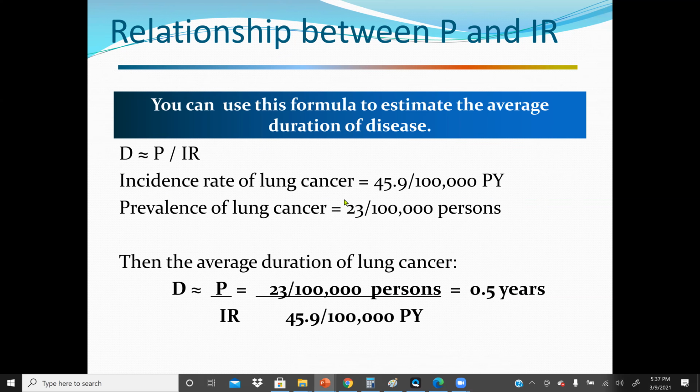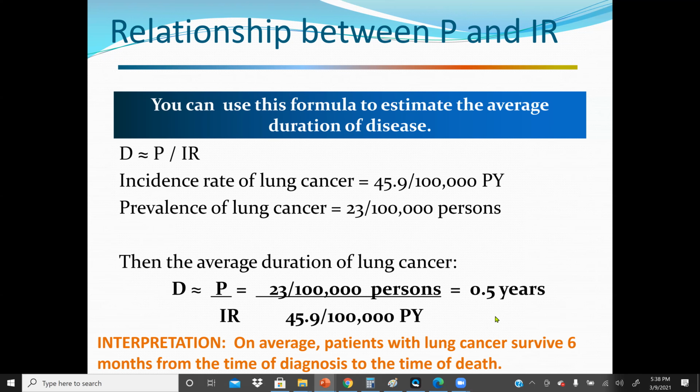So for the incidence rate of lung cancer, let's say we have 49.9 per 100,000 persons. The prevalence of lung cancer will be 23 per 100,000 persons. If we know these two, then the average duration of the lung cancer will be the prevalence, which is 23 per 100,000 persons, over the incidence rate, which will be 49.9 per 100,000. So the duration of the disease, if we do this calculation, will be 0.5 years. So always the duration of the disease will be the prevalence divided by the incidence rate.